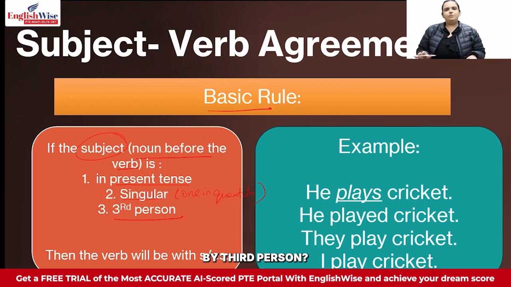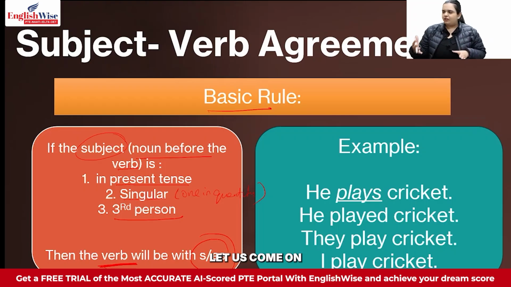What do I mean by third person? So let's say I'm the one who is recording this video for you. So I'm doing the speaking part over here. I am the first person. I am representing English-wise along with me. So English-wise and me, both of us are the first person. You guys are watching this video, so you guys are the second person. Anybody apart from us, he, she, it, they, them, they are all the third persons. Okay. So if your subject is in present tense, singular, and is the third person, then the verb will have an S or an ES attached to it.